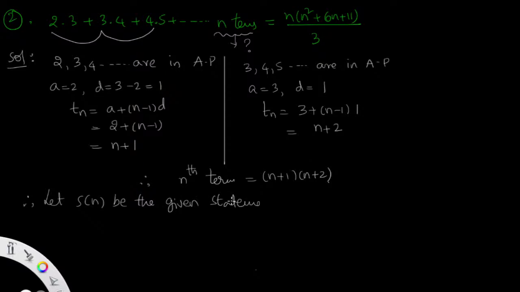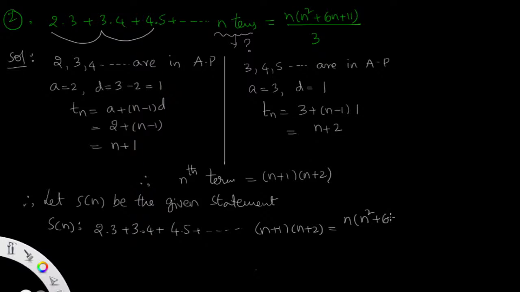Let S(n) be the given statement: 2 into 3 plus 3 into 4 plus 4 into 5 and so on, up to (n plus 1) into (n plus 2), which is equal to n into (n square plus 6n plus 11) divided by 3. So the total expression, this is the nth term. We already found this, it is called the nth term of the series. How do we find the nth term?